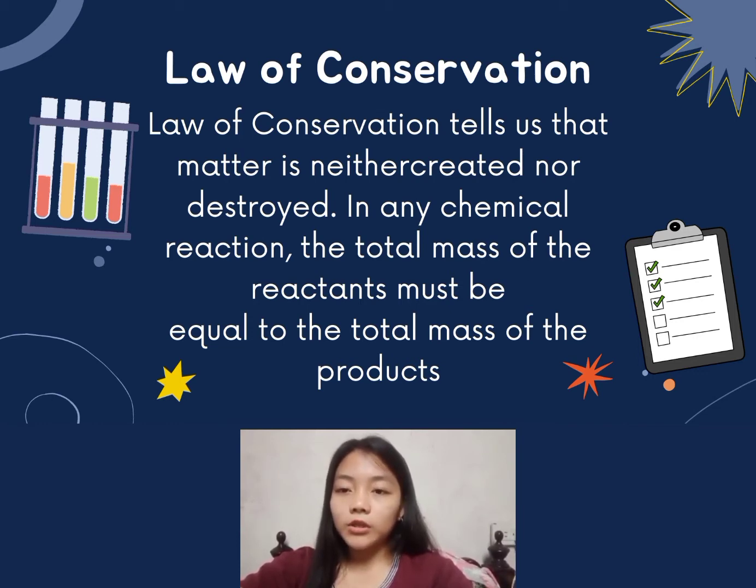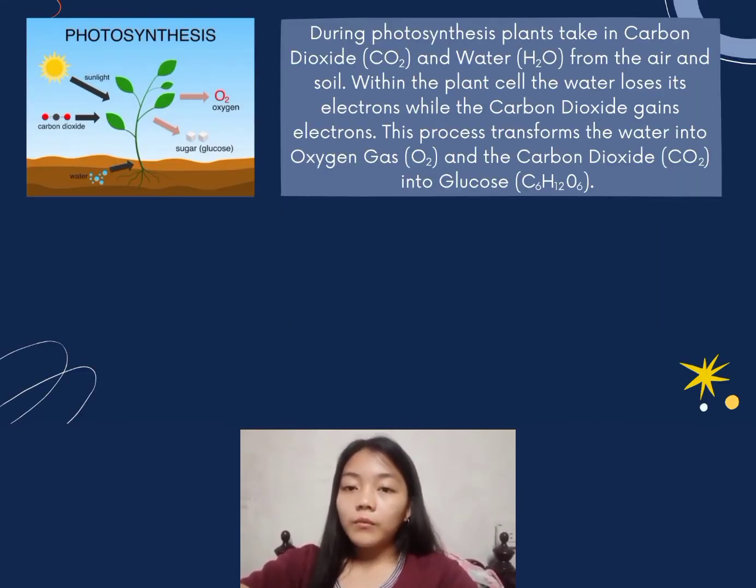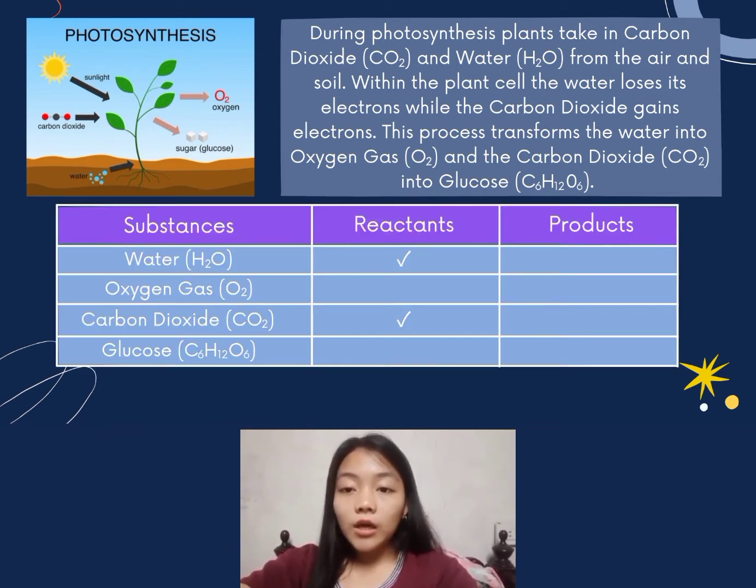a chemical equation. Let's use photosynthesis for example. During photosynthesis, plants take in carbon dioxide and water from the air and soil. Within the plant cell, the water loses its electrons, while the carbon dioxide gains electrons. This process transforms the water into oxygen gas and the carbon dioxide into glucose. Water and carbon dioxide will be the reactants, and oxygen gas and glucose will be the products.